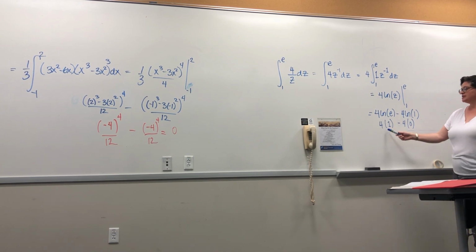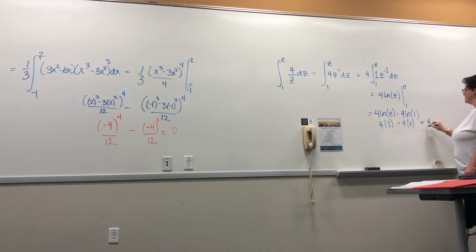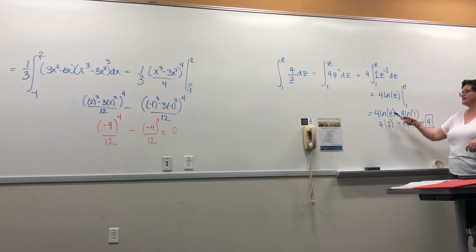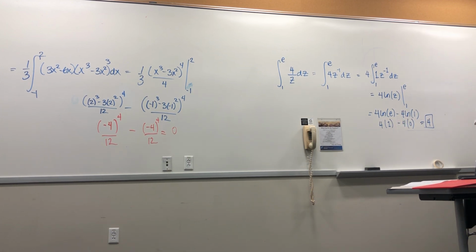What's 4 times 1, minus 0? 4. That's your answer. You don't need a calculator for this one, because you know this stuff already. You know natural log of e equals 1. You also know that natural log of 1 equals 0. But should you need to shove it into your calculator, I'm perfectly happy if you plug it in.